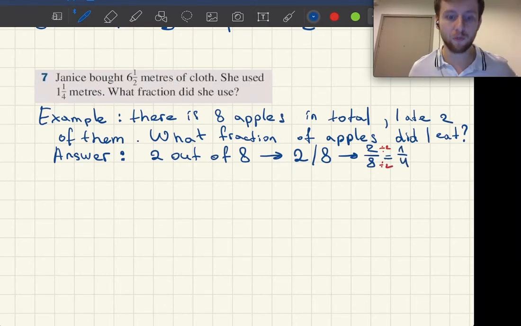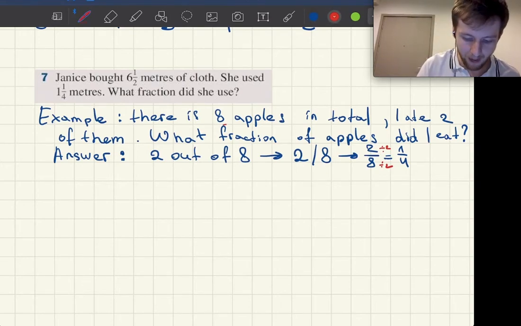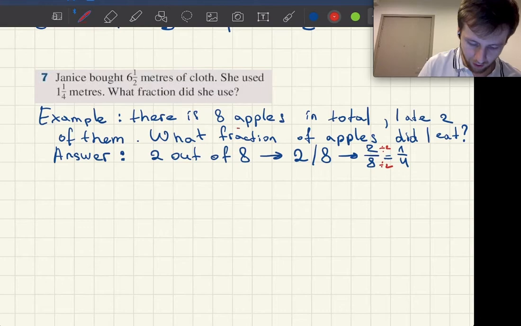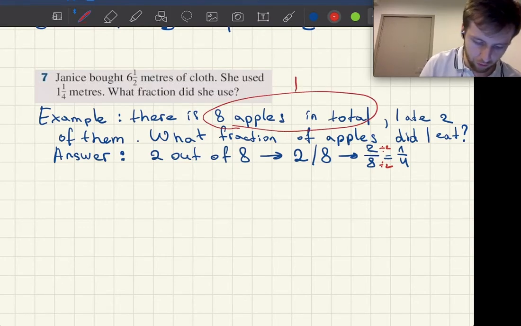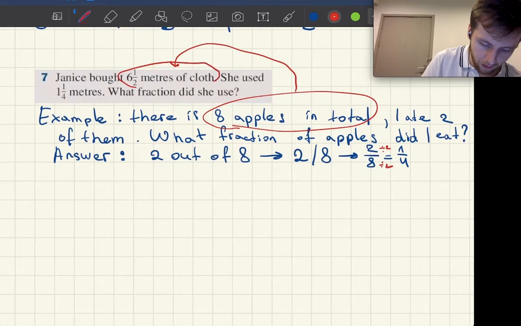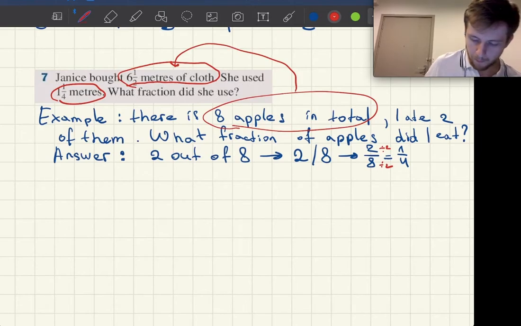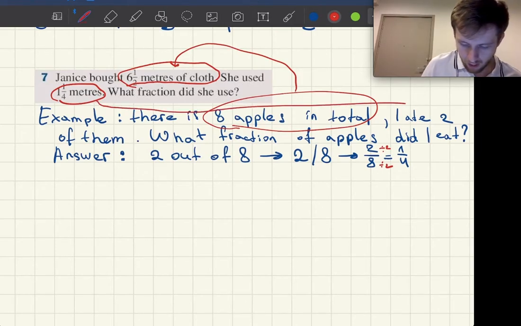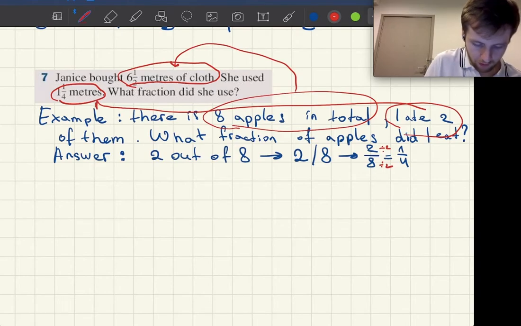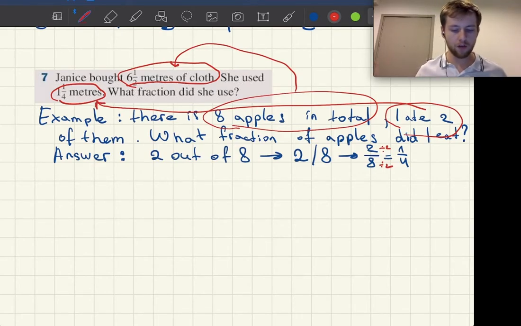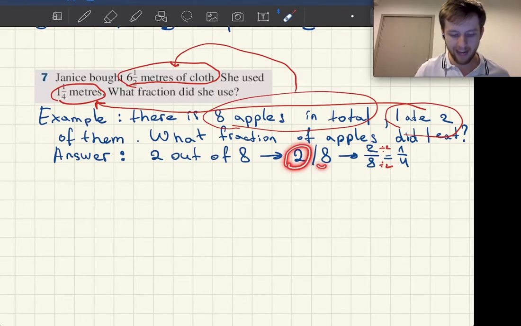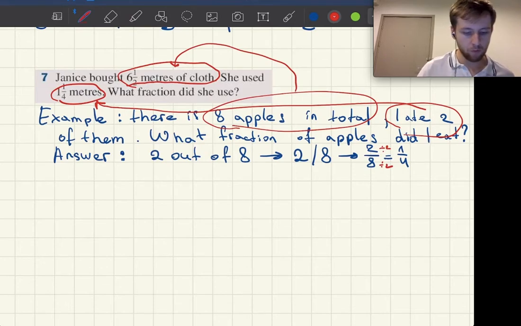So look at this, look what we do. We have 8 apples in total. So here in total we have 6 1/2 meters of cloth. And so she used 1 1/4 of meter, which is like 2 apples that I ate, right? Let's do a connection. So to find it, we have to do 2 over 8. So here for the cost we have to do 1 and 1 over 4.